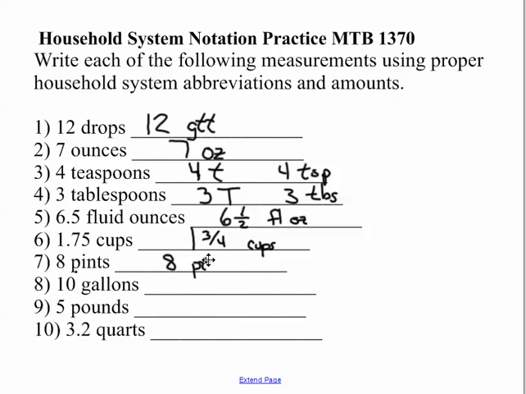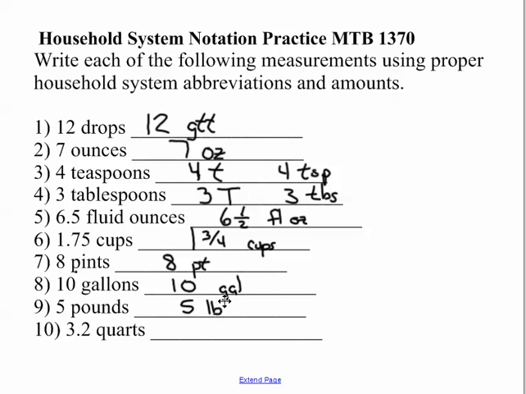For pints, we'd have 8, and then the proper abbreviation for pint is PT. Again, no dot, no S after the abbreviation. 10 gallons would be 10 because that's a whole number, and gallons is just GAL. 5 pounds, 5, and pounds would just be LB.